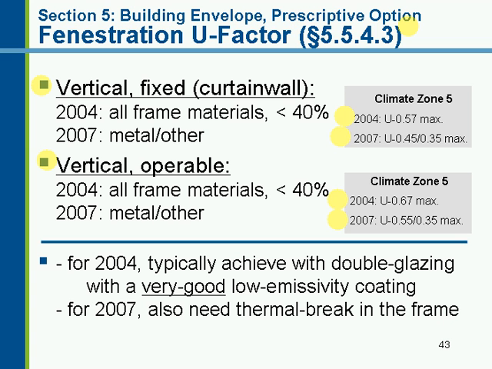To achieve these values for 2004, it's typically double glazing with a very good low emissivity coating. So you probably don't need argon gas or a low conductance spacer, and it could be in most frame types. For 2007, though, to achieve these values, you're going to need a thermal break in the frame if it's metal, or again using the wood, vinyl, or fiberglass frame.